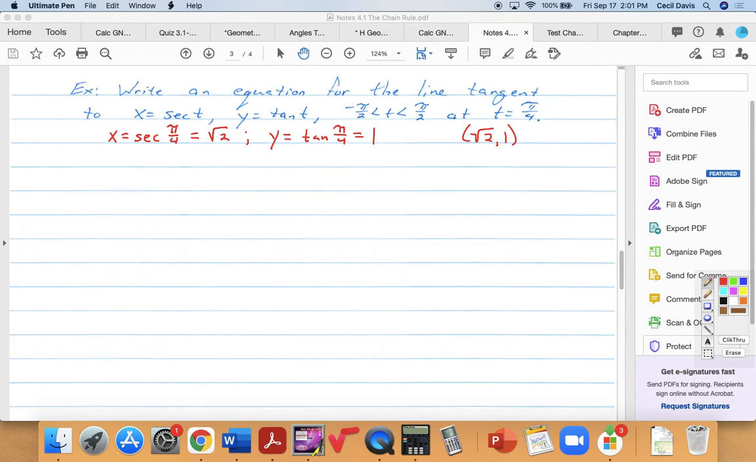Well, now we've got to find the slope. Well, dy dx, which will be the slope, is going to be dy dt divided by dx dt.